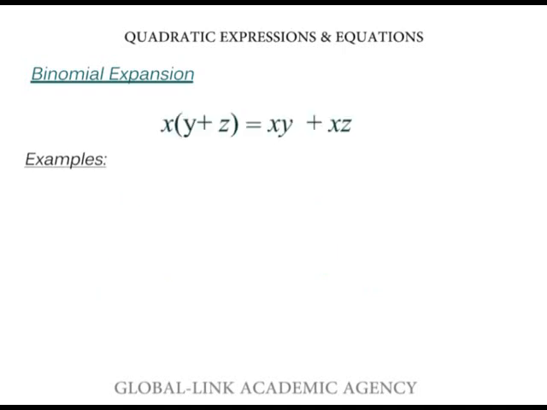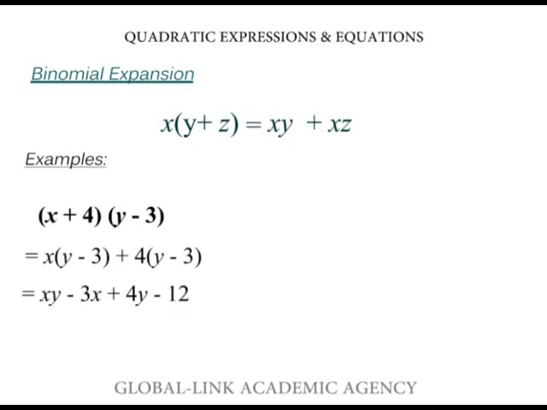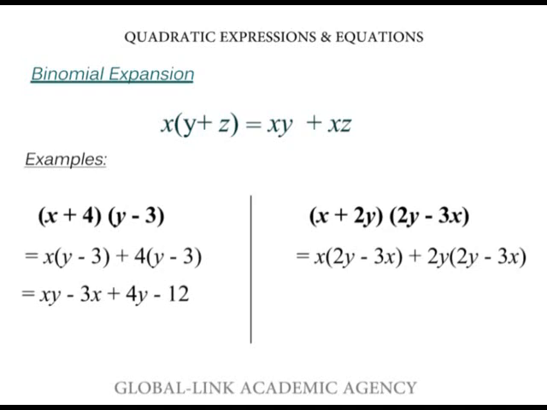For example, (x + 4)(y − 3) is equal to x(y − 3) + 4(y − 3), giving us xy − 3x + 4y − 12. Similarly, (x + 2y)(2y − 3x) is equal to x(2y − 3x) + 2y(2y − 3x), giving us −4xy − 3x² + 4y².